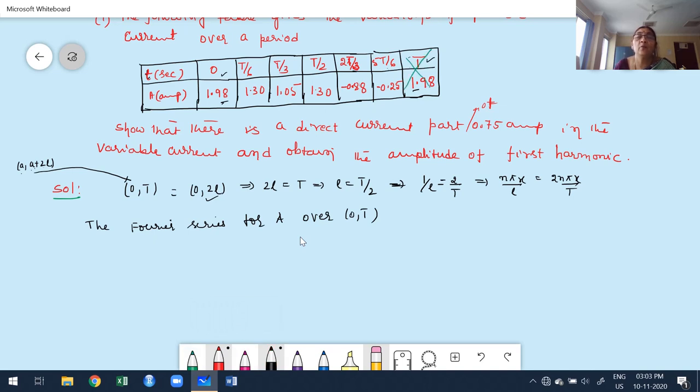In the next step, over T, up to the first harmonic, a equals a0 by 2. Here the second row variable is a, for the given data. The first term, a1, with n equal to 1, is cos of 2 pi x by T.